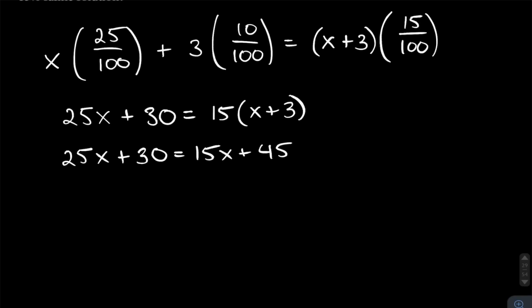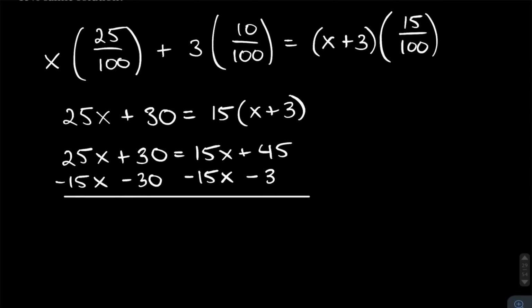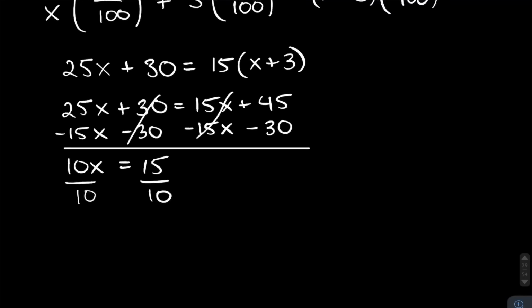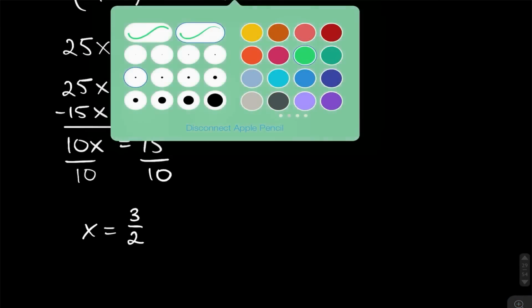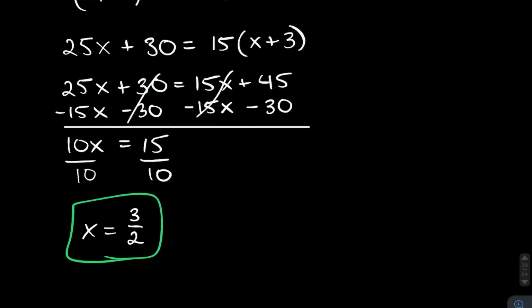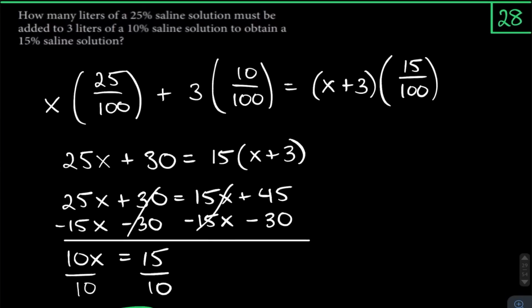And then we solve for x. Here it just becomes a quick equation. We can subtract 15x on both sides. We can also subtract 30 on both sides. And then we get 10x equals 15. And dividing by 10 on both sides, we get x is equal to 15 over 10, which is 3 halves. Okay, so that's it for problem 28.